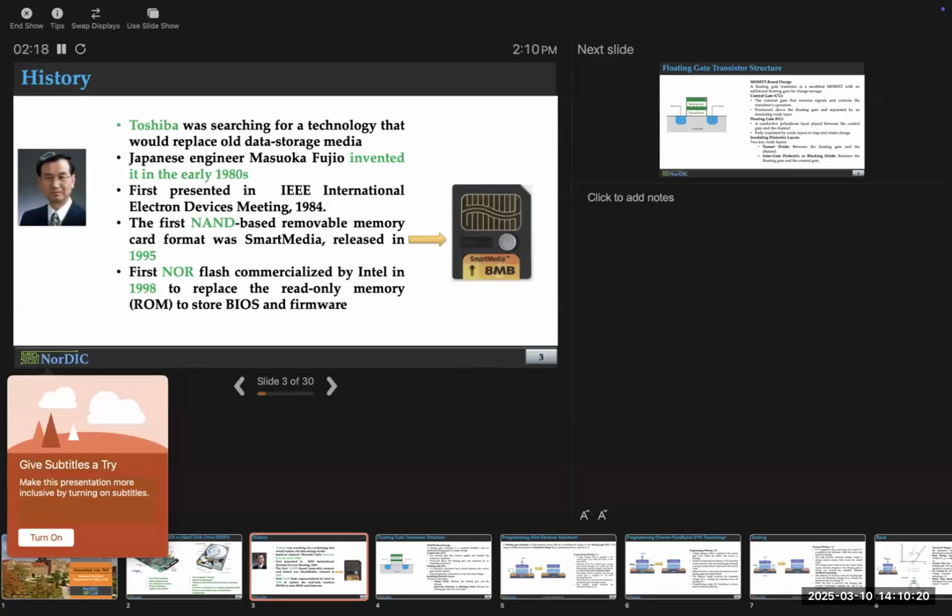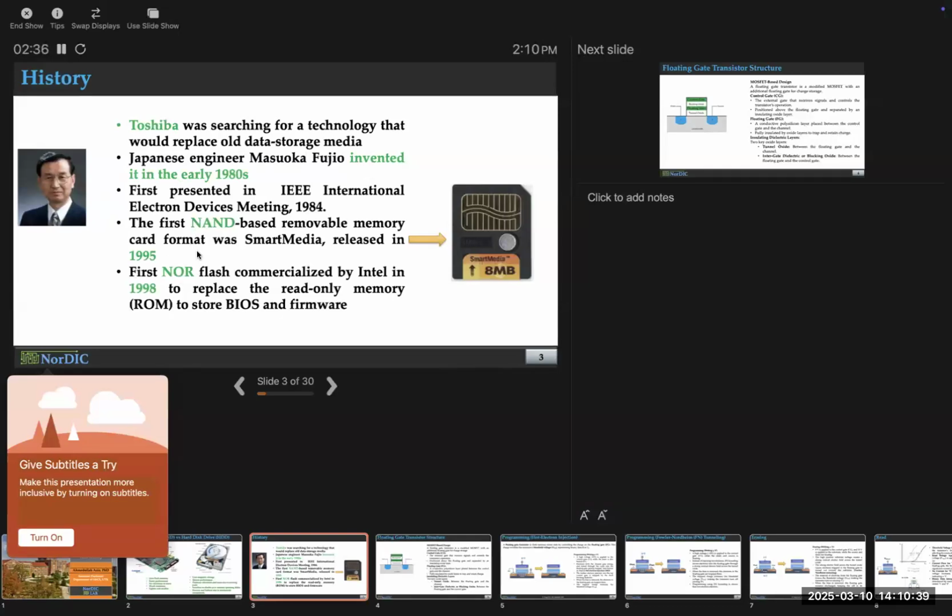He was an engineer at Toshiba. You must have heard about the company. It's a Japanese company, and back in the 1980s, he invented the concept of flash memory, and it took about 15 years to commercialize. So from idea to commercialization, more than a decade.